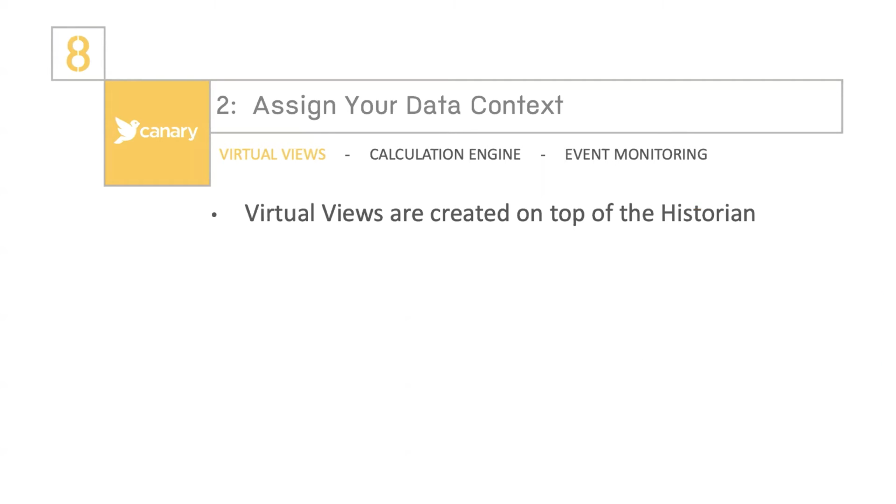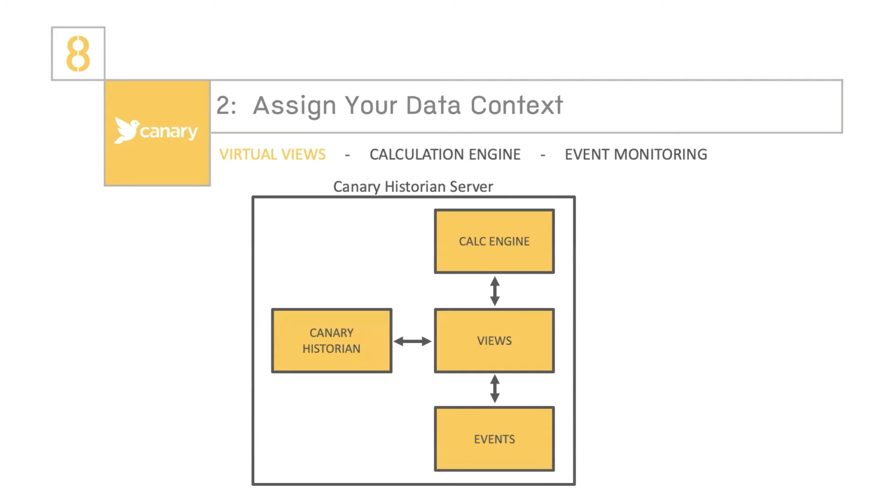Now, these virtual views are created on top of the data that we store inside of the historian. Very important to note here is that we do not alter the actual tag name or the actual data in any way. The view just sits on top of the data. When a client browses to get the data out of the historian, it does so through the view service, and the view will then present the data in a much more friendly and readable manner.